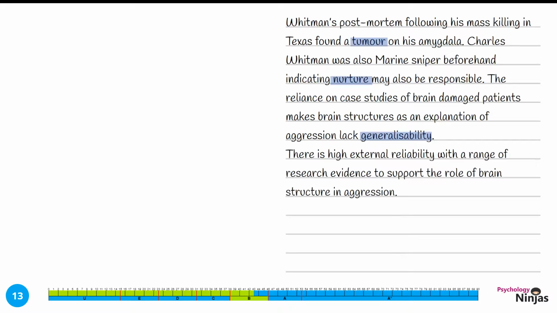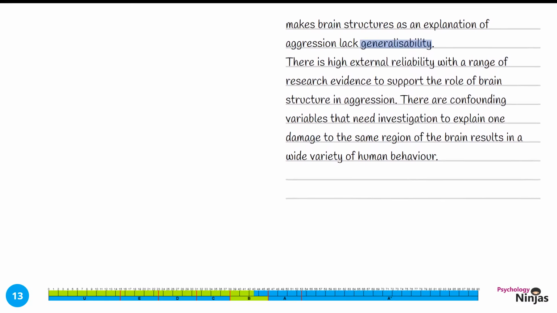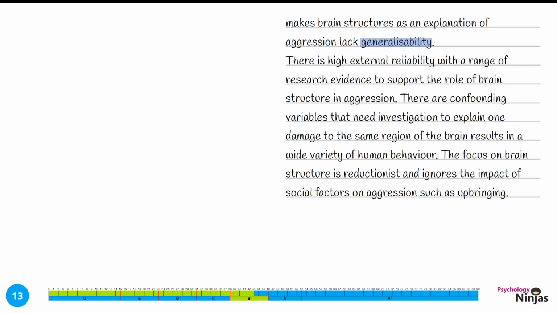There is high external reliability with a range of research evidence to support the role of brain structure in aggression. There are confounding variables that need investigation to explain why damage to the same region of the brain results in a wide variety of human behaviour. And finally, the focus on brain structure is reductionist and ignores the impact of social factors on aggression, such as upbringing.